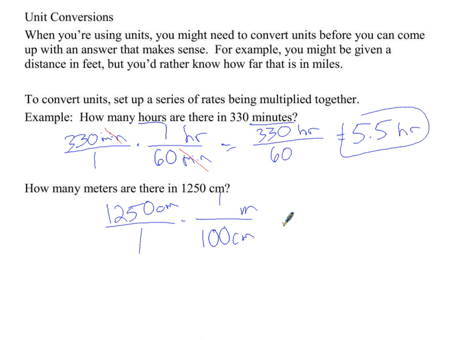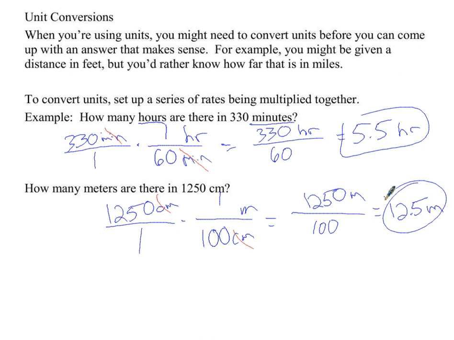Okay, so we have centimeters divided by centimeters, which divide out. They're gone. And I'm left with just the meters. So now I can multiply across. 1,250 times 1 is 1,250 meters over 1 times 100. So that's 100. And then I divide that out. What do I get? 12.5 meters. There's your answer.